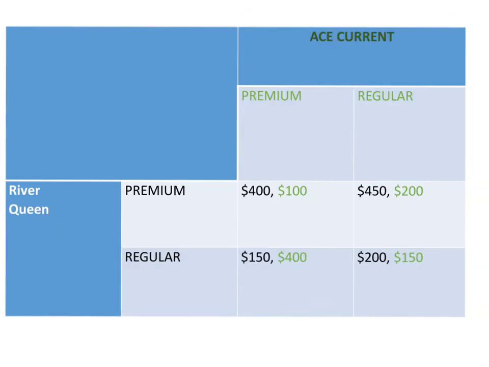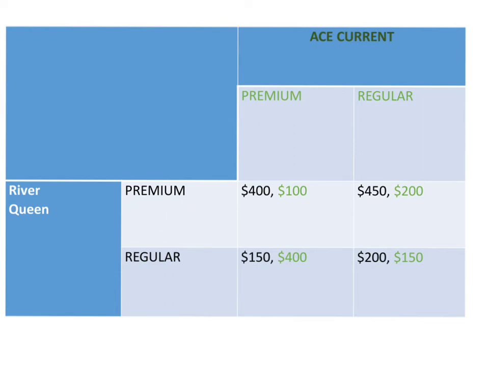Okay, let's take a look at this one. This one was a little bit trickier because in this case, we have to see what's happening with dominant strategies. So we have Ace Current, which is in green, and we have River Queen, and both of these are producing canoes, and they're trying to decide, should they produce the regular canoe or should they produce the premium canoe? This is the payoff matrix. Each of the cells shows different degrees of profit that they will get from either type of canoe.